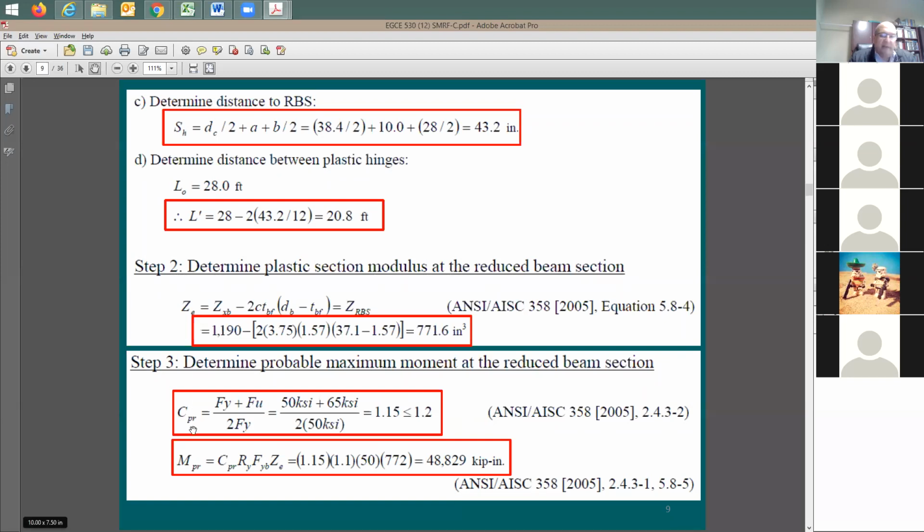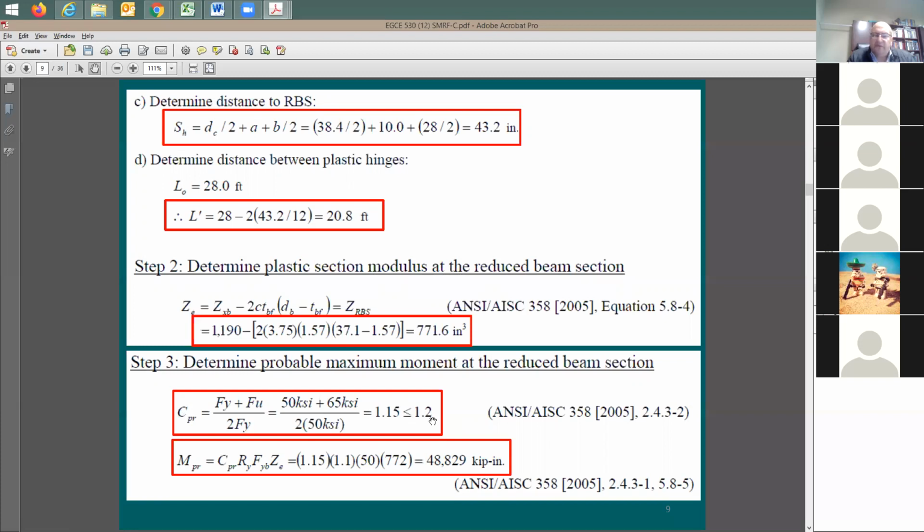And also you can do the C sub PR and look at the C sub PR value. Yield strength is going to be 50. Ultimate strength here, according to what you see, is going to be 65 based on this material. You divide by 2 times f sub y. Now I have 1.15, which is less than or equal to 1.2.